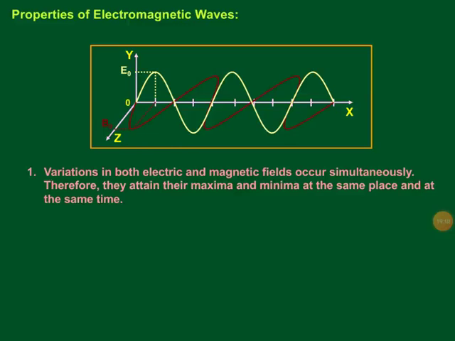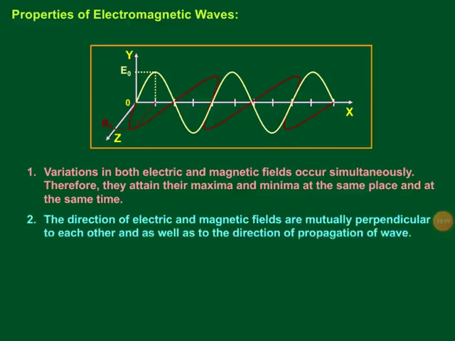We have started the properties. Number 2: the directions of the electric and magnetic fields are mutually perpendicular to each other, and also perpendicular to the direction of propagation of the wave. The wave is propagating along the x-axis, the electric field is varying along the y-axis, and the magnetic field is varying along the z-axis.